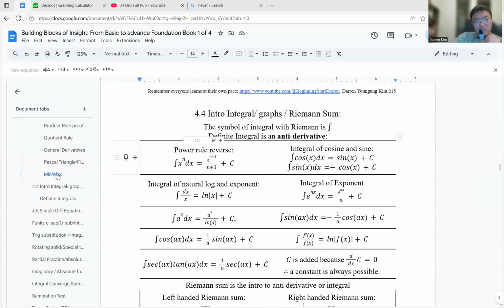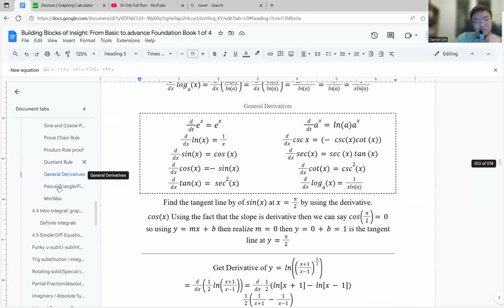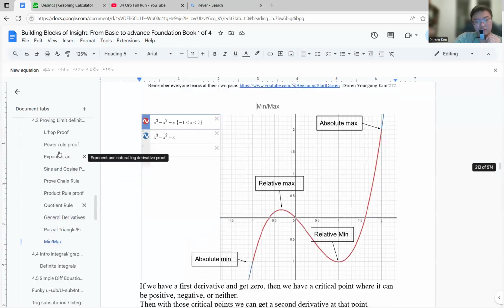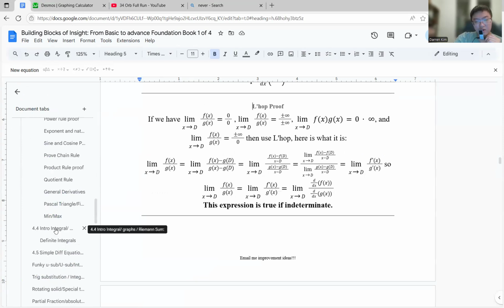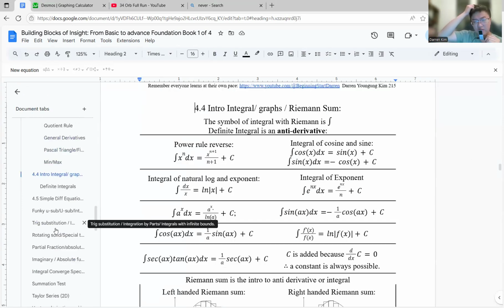So over here, I can see these two need a little bit of touch-up, and then I need to touch up the L'Hopital proof because obviously I messed up there. If I didn't mess up, that means that I forgot something. It's been such a long time since I did that proof, so we'll see.